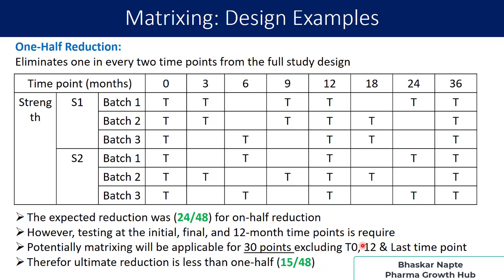So it can be understood that during the matrixing design, the number of reductions will not be exactly half, but it will be less than half. I was expecting 24 exclusions, but I end up getting only 15 exclusions. And you know the reason behind that. Because the initial, the 12th month, and the last time point samples are required as a part of your testing plan.